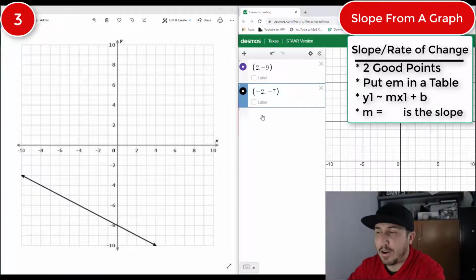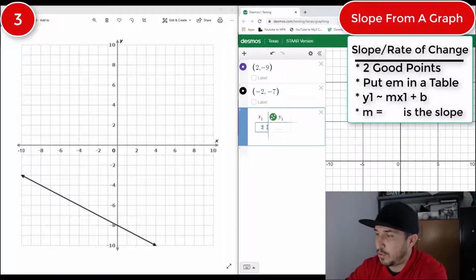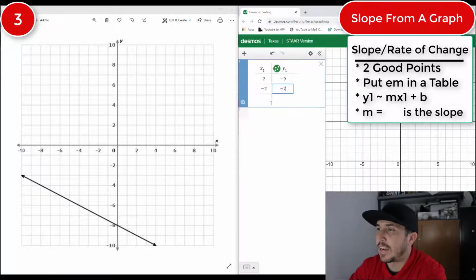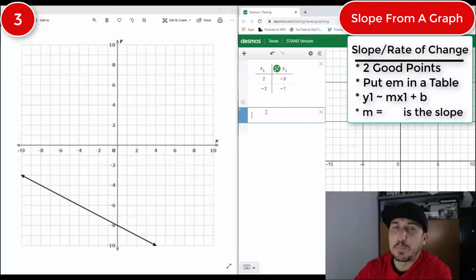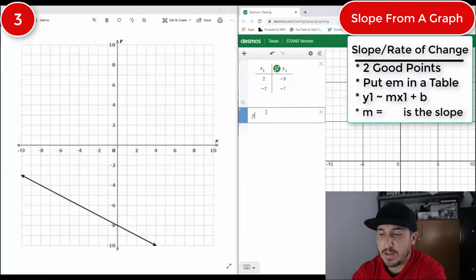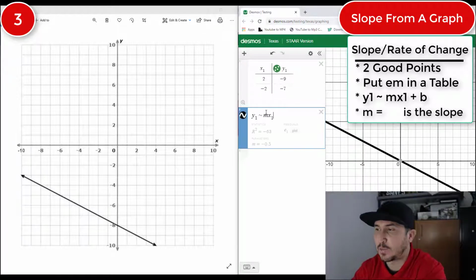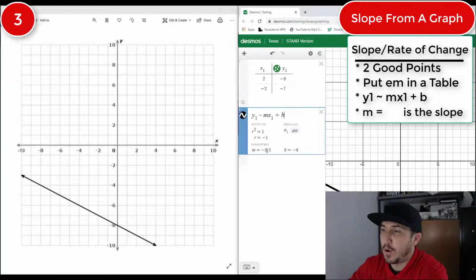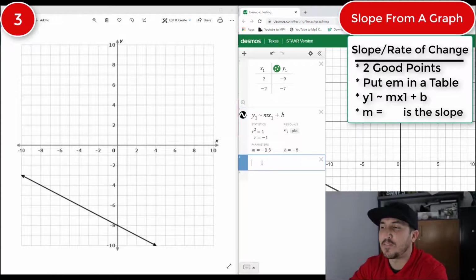All right. Now all we got to do is put these guys into a table. So it's 2, -9, and then -2 with the -7. They are in. I can erase them now. Now the next part is you have to have that formula. y1 squiggly mx1 plus b. Boom, here it is. It says m is -0.5 and b is -8. All right, this is my slope. My slope is the m. So I want my answer that says -0.5.